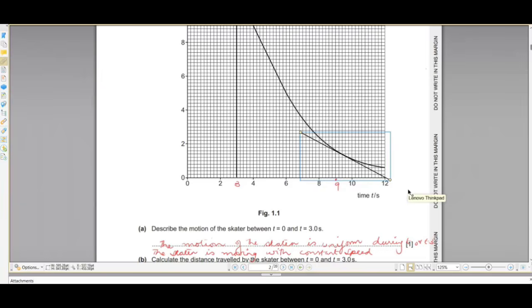Okay, so this is your tangent. Now once you have drawn your tangent, as we know that the gradient of a speed time graph gives you acceleration. So when the speed time graph's gradient is curved, we draw a tangent to it, okay, and then take 2 points to take out the acceleration.